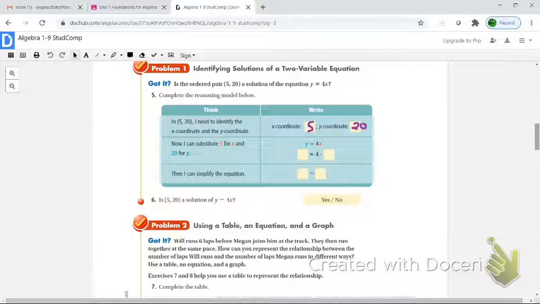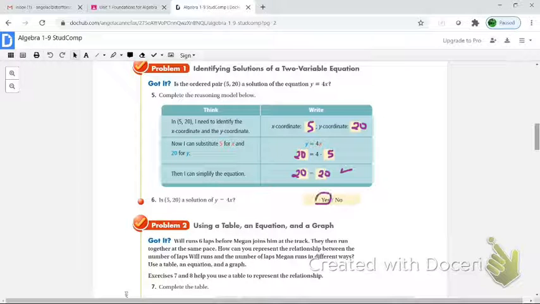Now you can substitute 5 for the x and 20 for y, and we see if we get a true statement. So we're going to just sub this in. Where the y is, we're going to put a 20, and where x is, we're going to put 5. And 5 times 4, yep, that's 20. And so we get a true statement. It checks out.